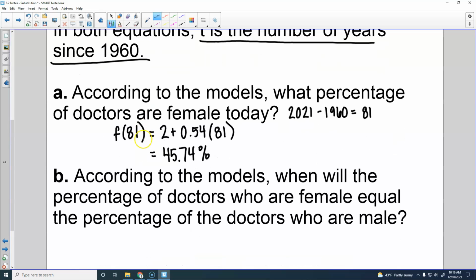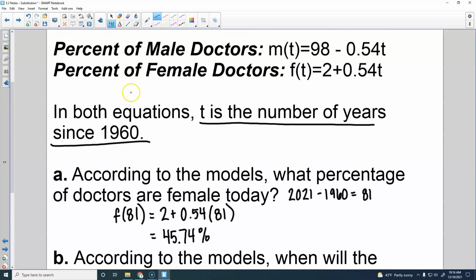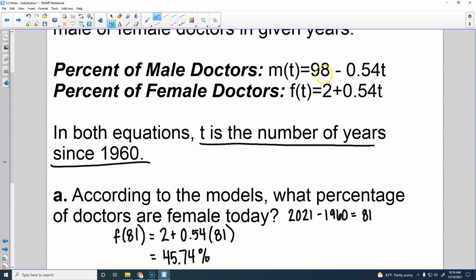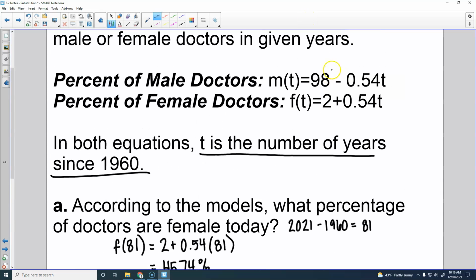All right, so according to the models, this is where we're going to get into our substitution. When will the percentage of doctors who are female equal the percentage of doctors who are male? Our equations up here were M of t equals 98 minus 0.54t, and F of t equals 2 plus 0.54t. So, in both cases, these functions, M of t and F of t, are like our y values. We can use M of t and F of t as function notation, but we could also just use it as a y value.